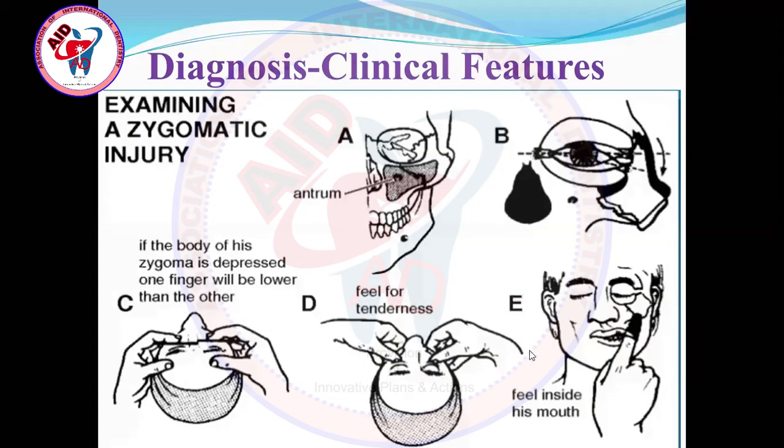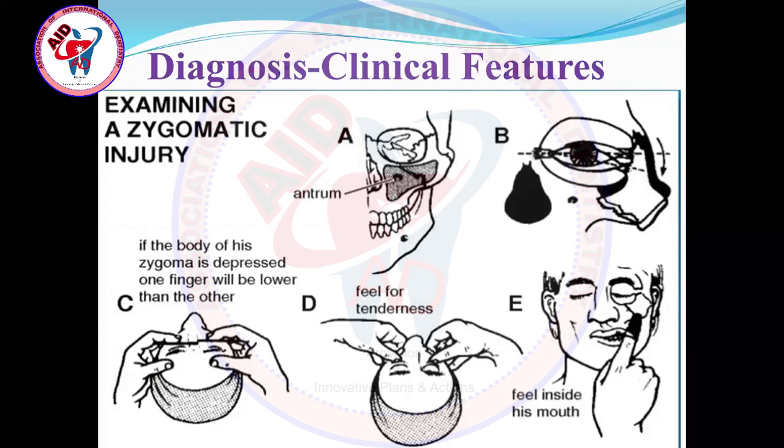While examining these patients clinically, on point C, take the bird's eye view of the patient, looking from above and behind by placing your fingers bilaterally in the malar eminence region. The side where there is a zygomatic bone fracture, the area will be depressed. On the unaffected side, the finger level will be normal, but on the affected side, there will be depression in the area.